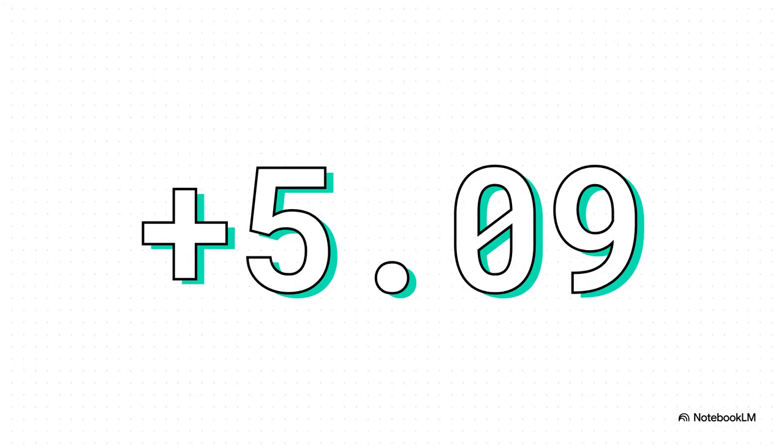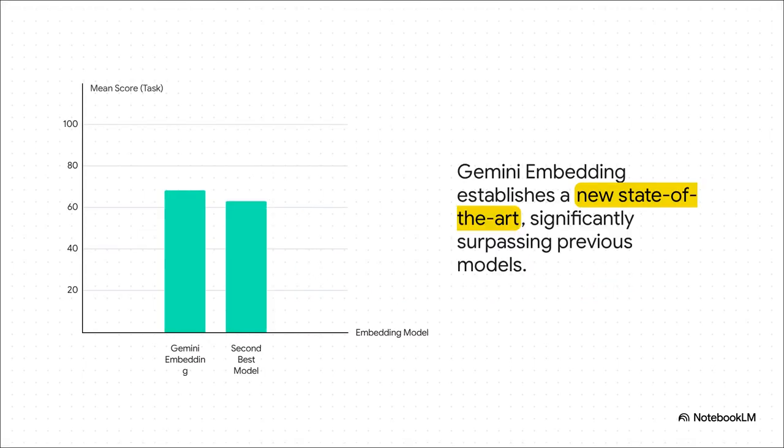And the result? A mean score improvement of 5.09 points over the next best model. Now you have to understand, in this field, progress is usually measured in tiny fractions of a point. So 5.09, that is a massive leap forward. And you can really see what that number means right here. Look at that gap between Gemini Embedding's performance and the next best competitor. It's not just a little bit better. It has set a completely new bar for what state-of-the-art looks like.